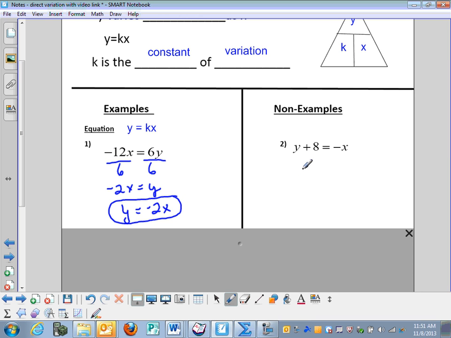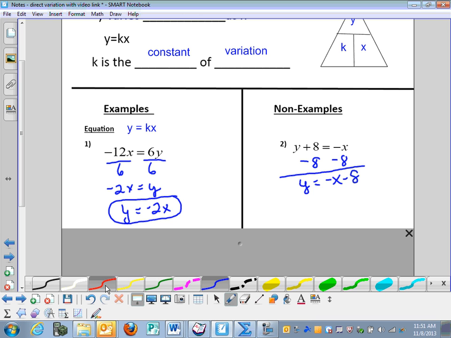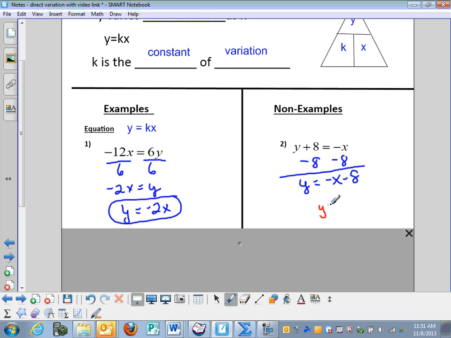Number 2, to check whether it's a direct variation, I need to isolate y. So I'm going to subtract 8 on both sides. y equals negative x minus 8. This is not in the form of y equals kx. In fact, it's in the format of y equals mx plus b. It's in slope-intercept form, which represents a linear equation, not a direct variation.